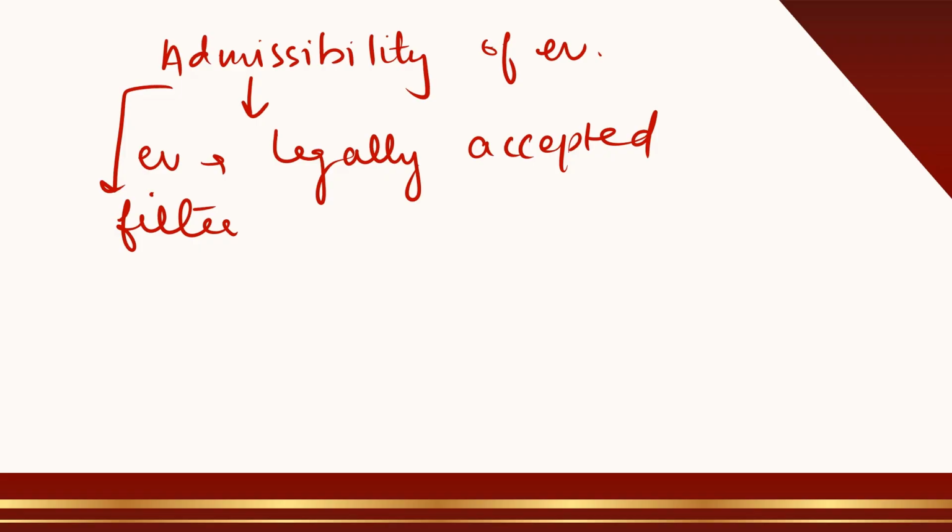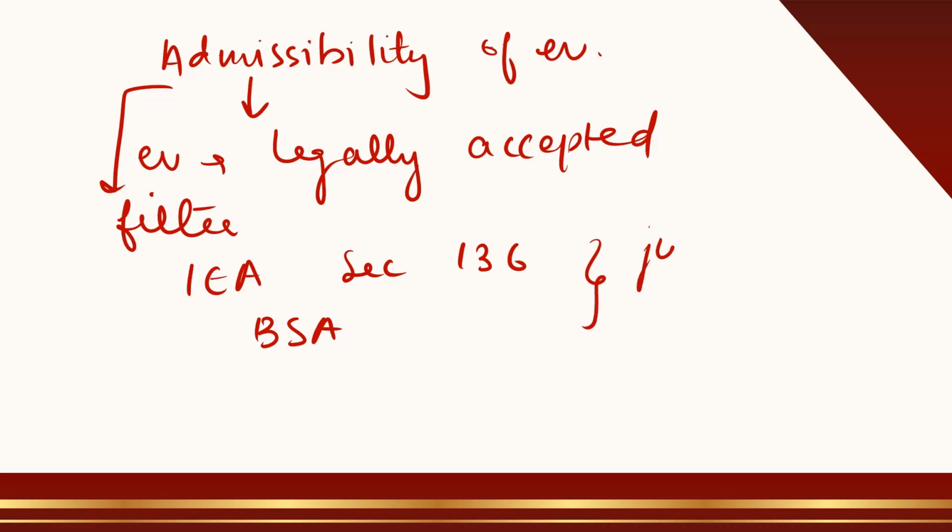Now, under the old Evidence Act, that is the Indian Evidence Act of 1872, Section 136 clearly said that the judges decide whether evidence is admissible or not. And the same principle continues in the Bharatiya Sakshya Adhiniyam Act of 2023. So the judge basically acts like a gatekeeper. Judges decide whether the evidence is admissible or not. They only allow legally sound and relevant evidence to get in.